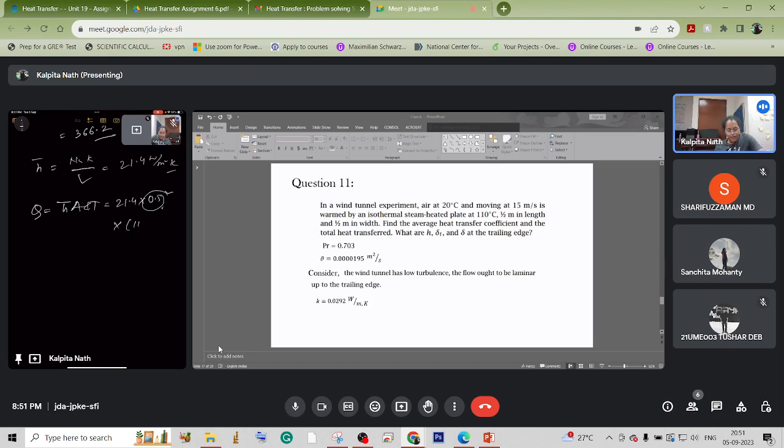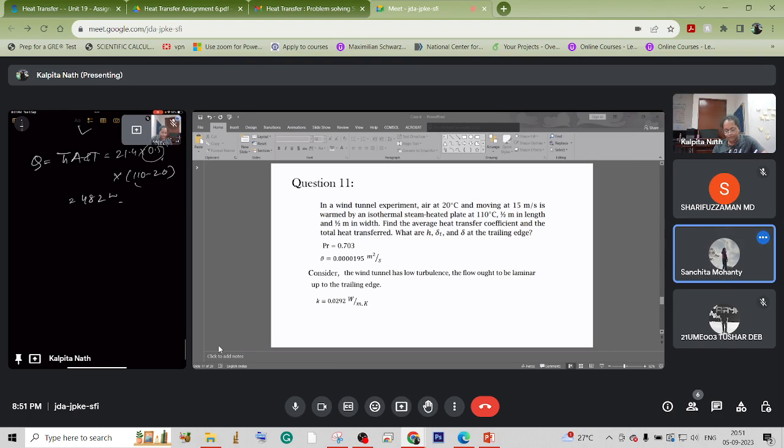And this is 110 minus 20. 20 is ambient temperature and this is the surface temperature. This came out to be 482 watt. Yes, ma'am. Next is the delta, which came out to be 4.029, and delta T 4.534.